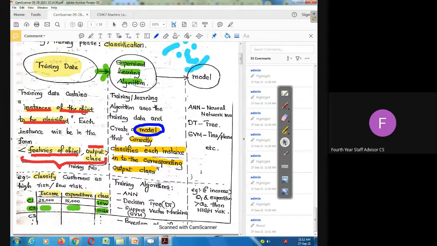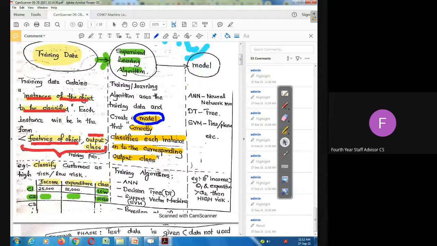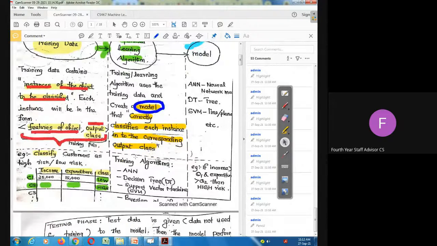So this training algorithm will create a model, and it correctly classifies each instance into the corresponding output class. This is the feature of a model. Okay, so my question is, which are the different training algorithms we can use?